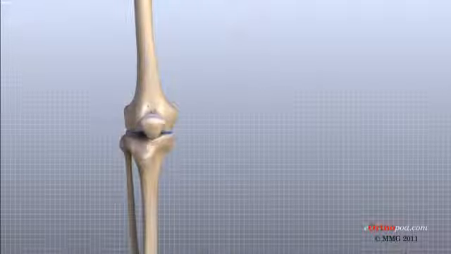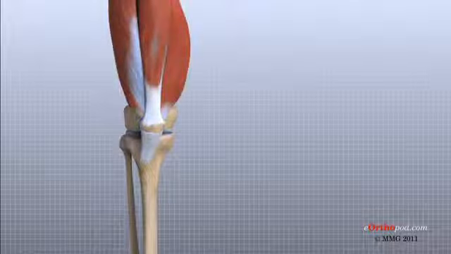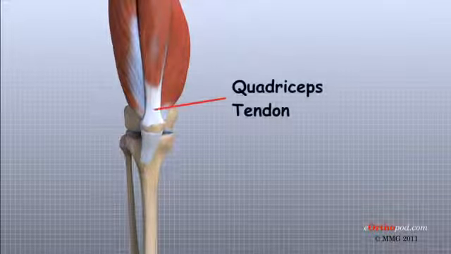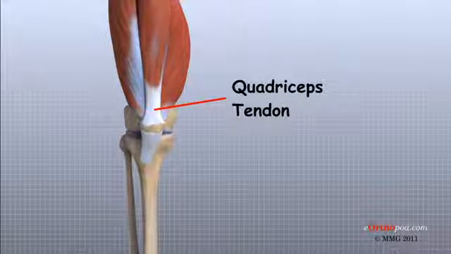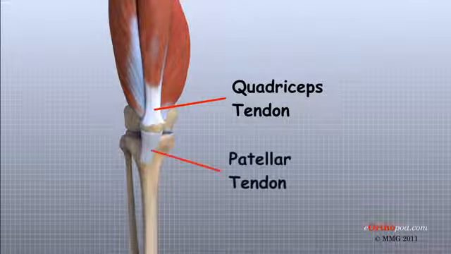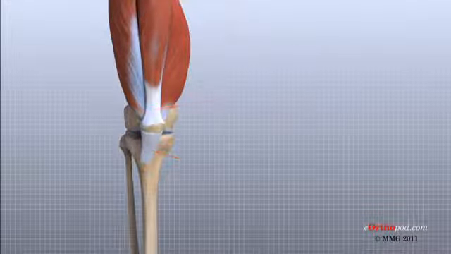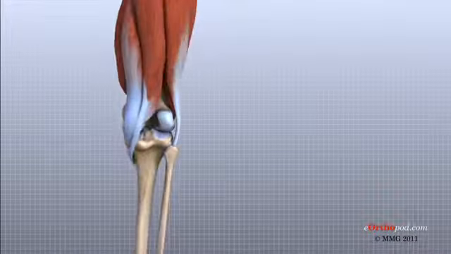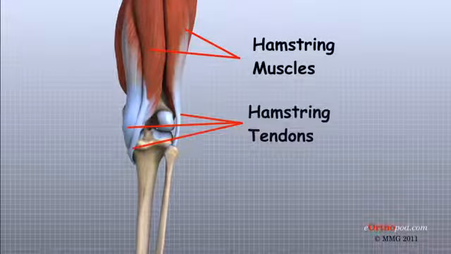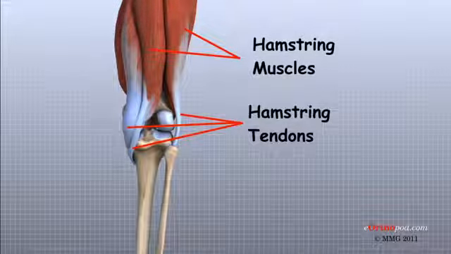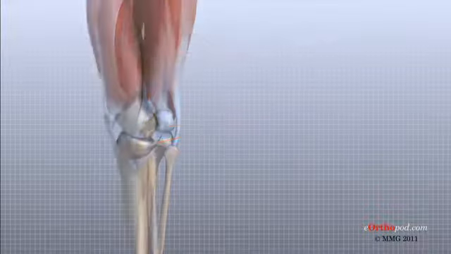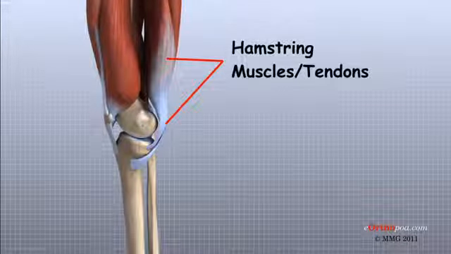Tendons are similar to ligaments, except that tendons attach muscles to bones. The quadriceps tendon connects the large quadriceps muscle of the thigh to the patella. This tendon continues across the patella, or kneecap, and blends into the patellar tendon. The patellar tendon connects the patella to the tibia. The hamstring muscles on the back of the thigh also have tendons that attach in different places around the knee joint. These tendons are sometimes used as tendon grafts to replace torn ligaments in the knee joint.